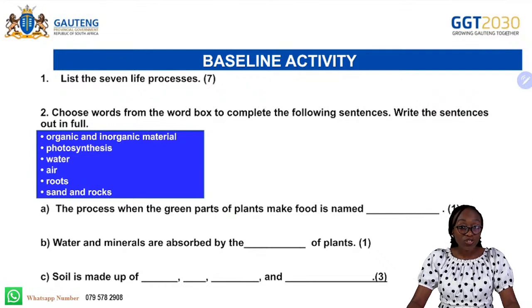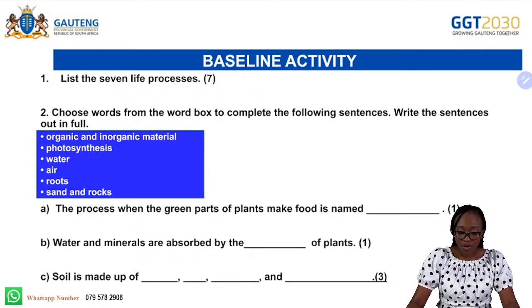The second question reads, choose the words from the box to complete the following sentences. Write the sentences out in full. I'm going to read the words in the box: organic and inorganic material, photosynthesis, water, air, roots, sand, and rocks.